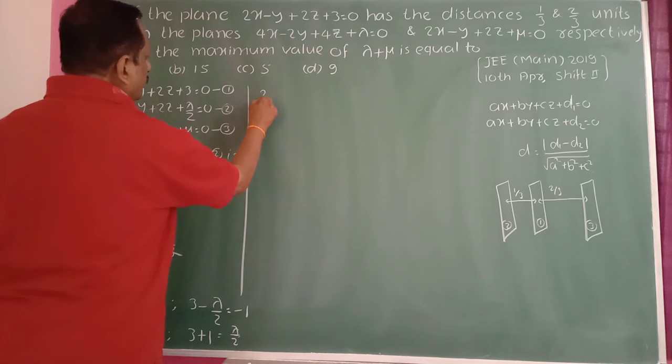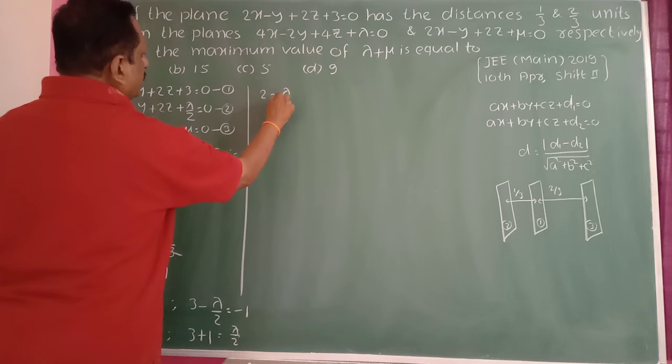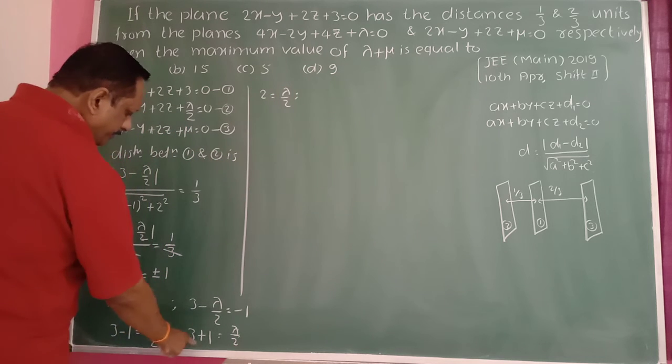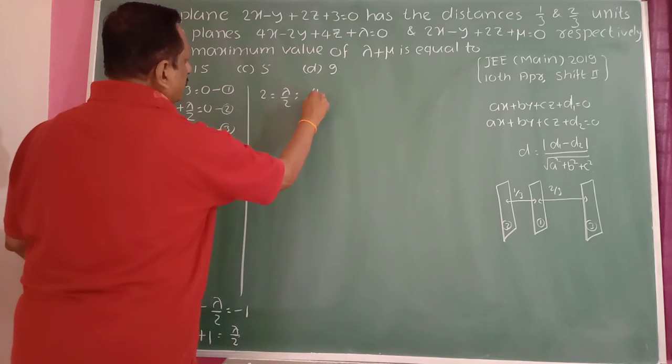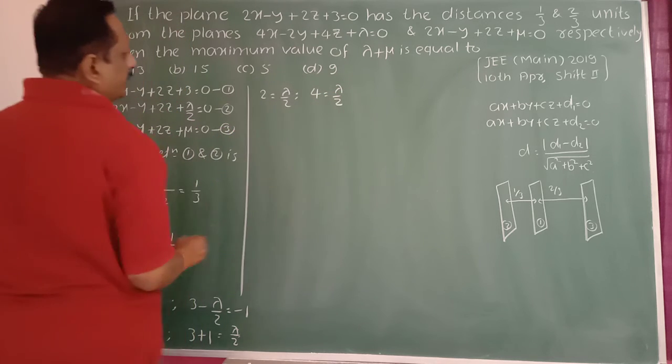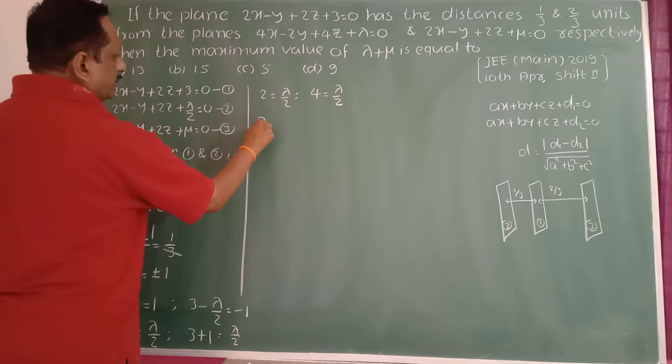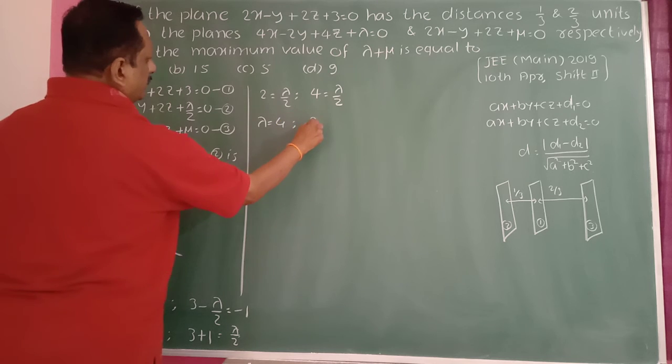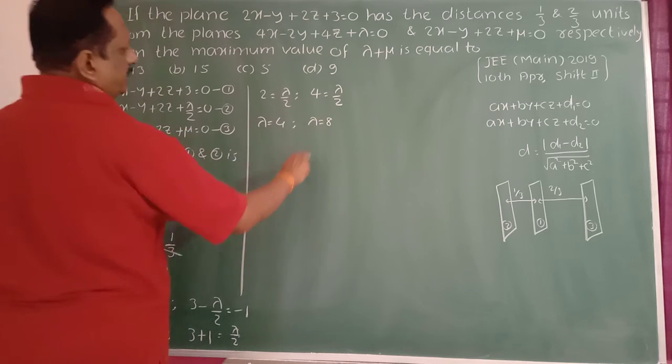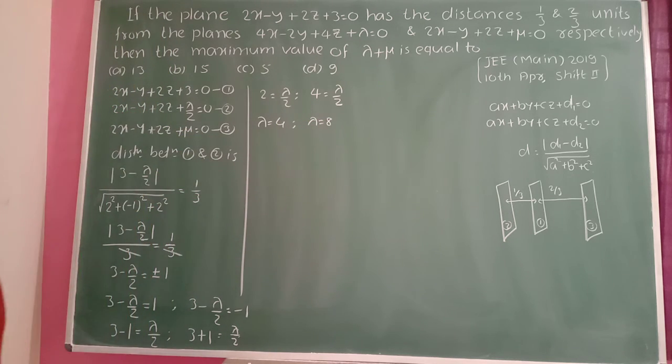3 minus 1 is 2. Therefore 2 is equal to lambda by 2. And 3 plus 1 becomes 4. 4 is equal to lambda upon 2. Therefore lambda is equal to 4, and lambda is equal to 8. Here the maximum value of lambda is 8.